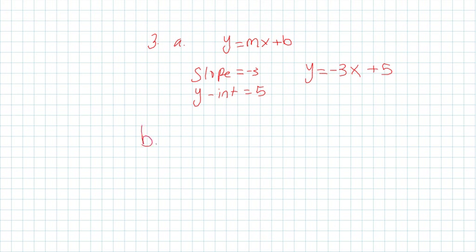Now, B is the harder one. It's probably one of the hardest of all of them. It's passing through the points (5, 7) and (-2, -3). There are 2 points. I don't know the slope, and I don't know the y-intercept. So I need to find them.